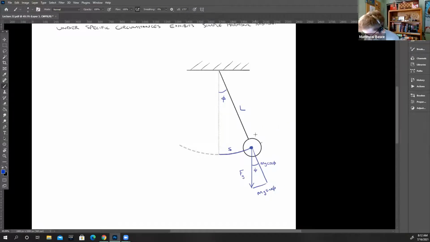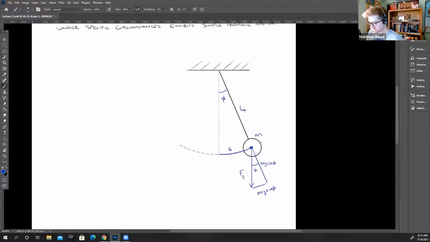We have this mass here, mass m. We have a length L, and we have some sort of disturbance in its position. So let's say I want to make this thing oscillate faster. What would I have to increase? This is what I'm trying to figure out. What are the important bits of this?